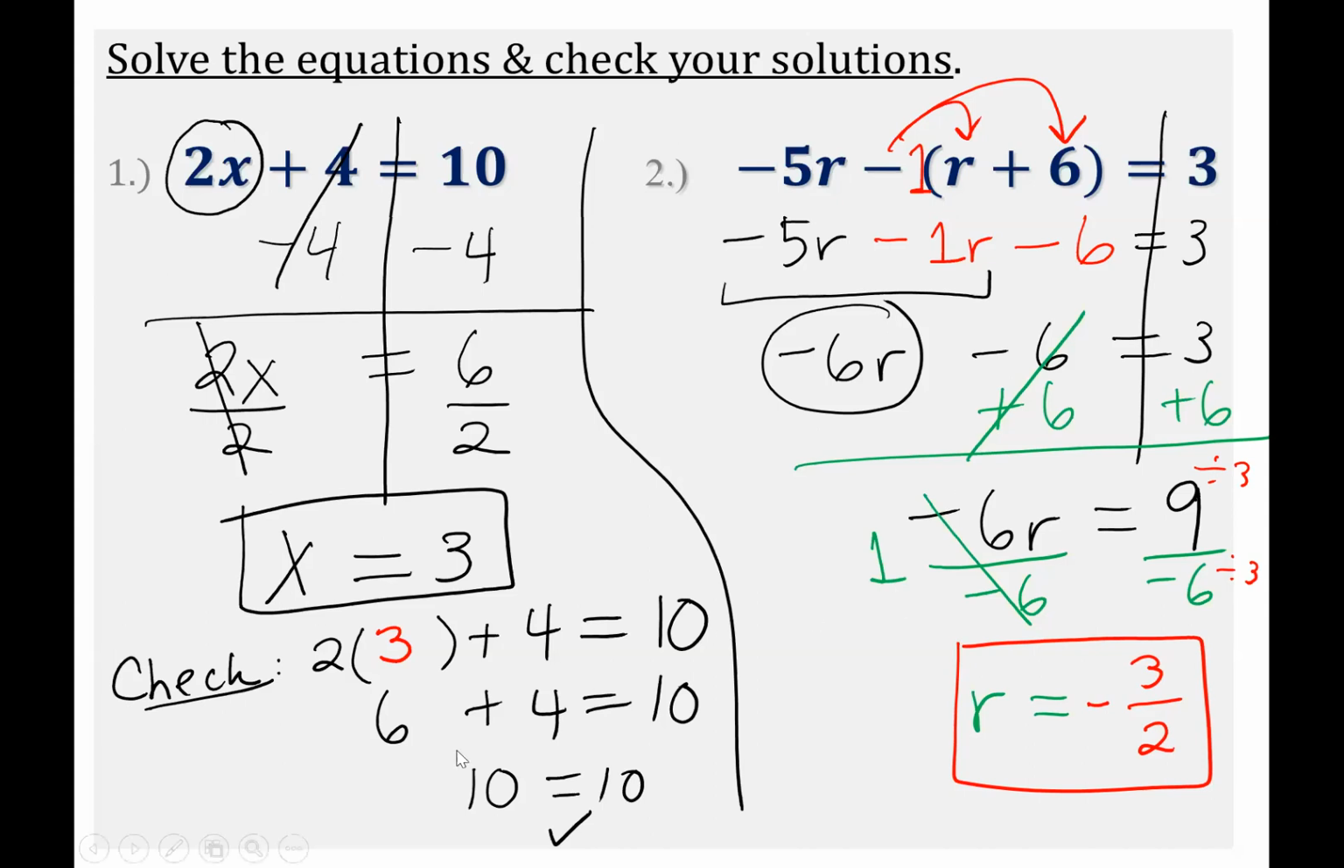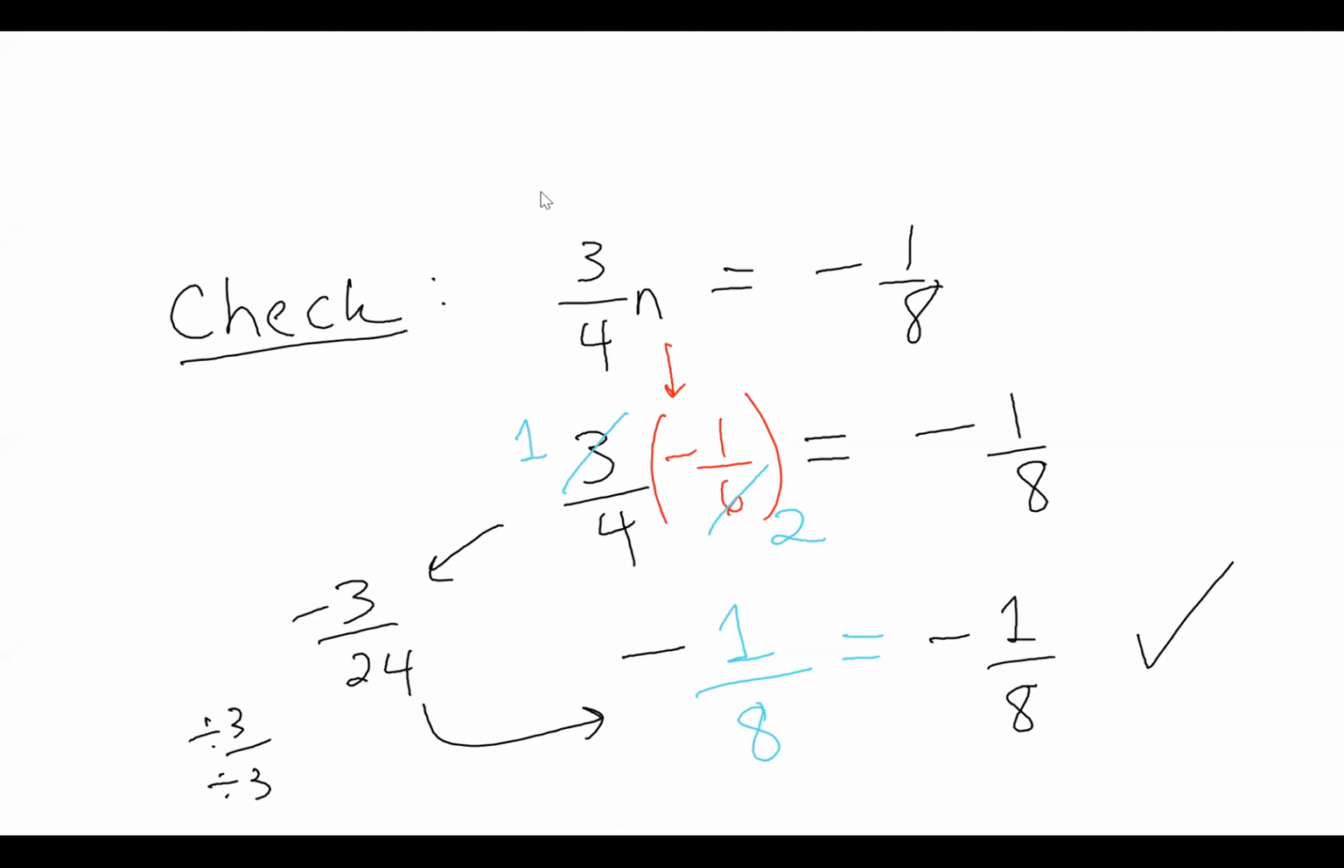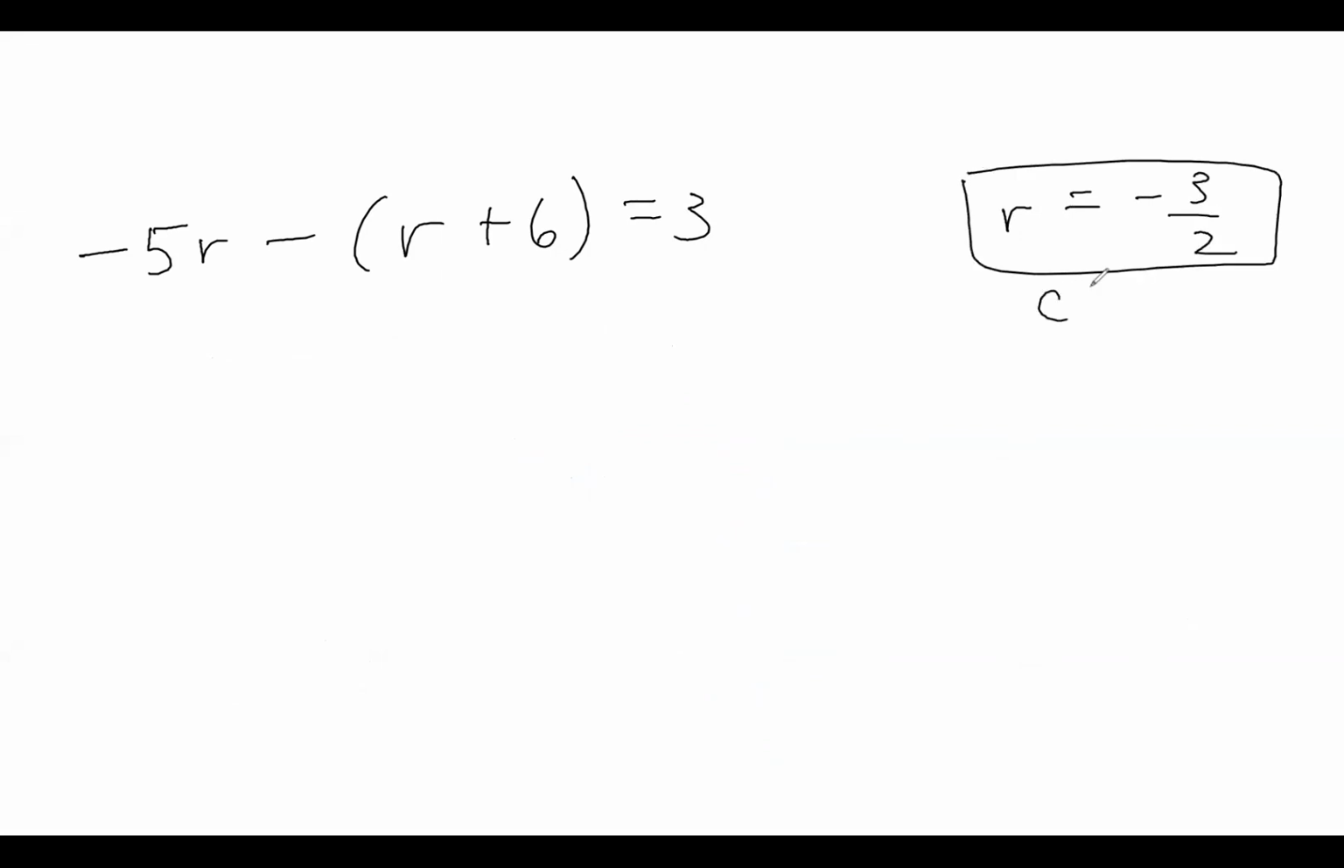Okay, next what we're going to do is check our answer. Okay, I know you can just click check answer on the homework, but the more practice, the better here for checking our answers. Okay, so especially with fractions. Here's the original problem. Negative 5r minus parentheses r plus 6 equals 3. We just got negative 3 over 2 as our solution, so we are checking this.